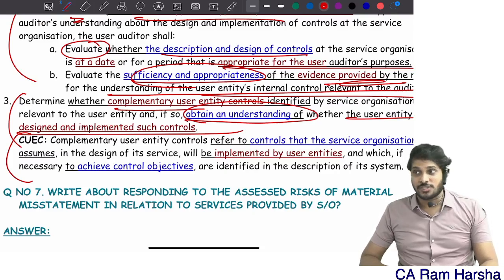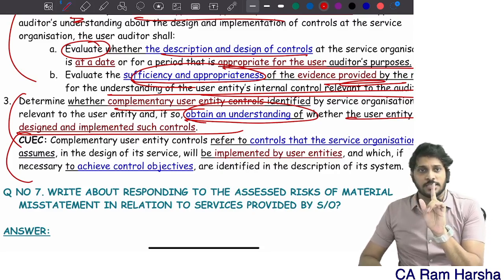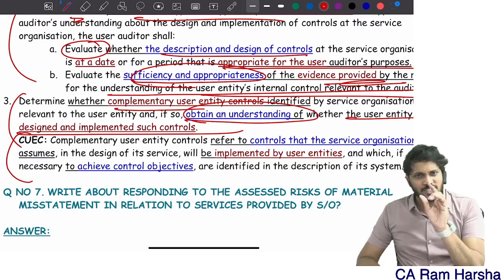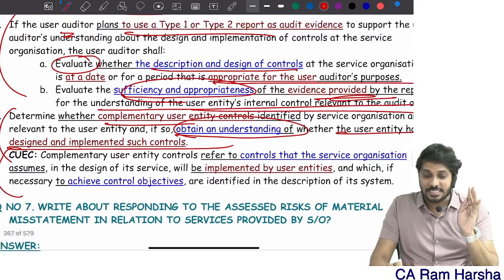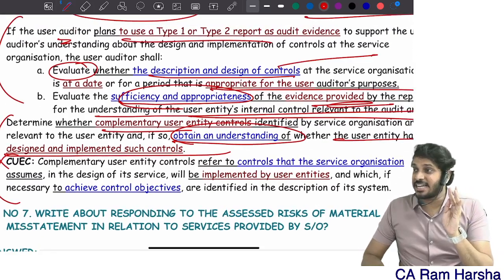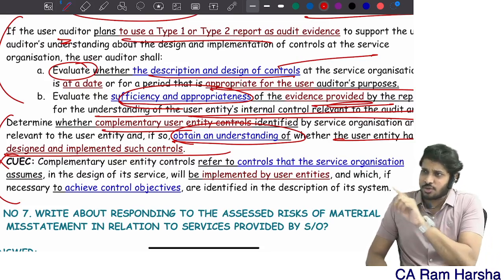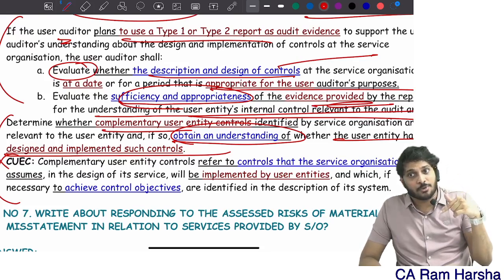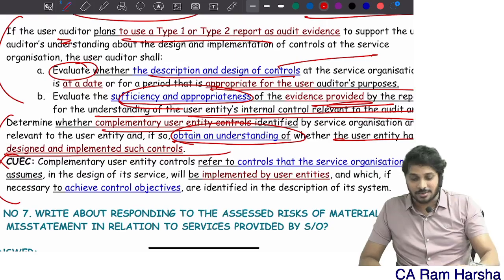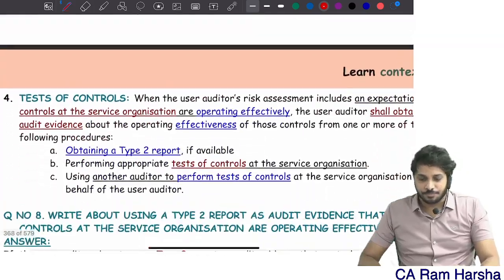So when you decide to use a type 1 or type 2 report, check what his competence is, what his independence is, and what standards he used to prepare these reports and perform this engagement, to get an understanding of whether the description and design of control at the service organization is okay for the purpose of your audit. Is that acceptable for you? Second, what controls the user entity implemented, get sufficient appropriate evidence for that also. That's it.